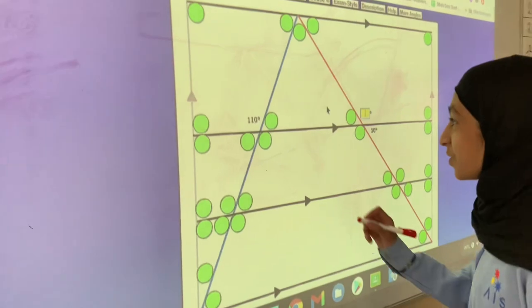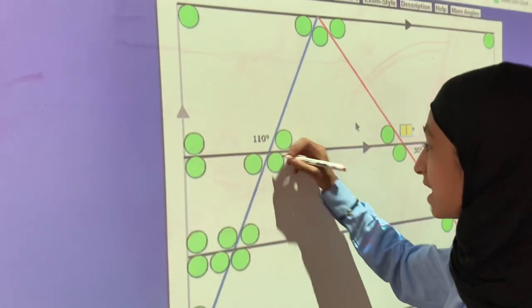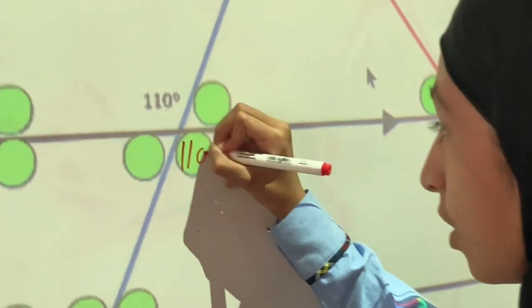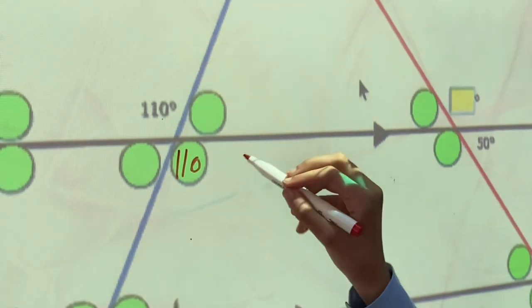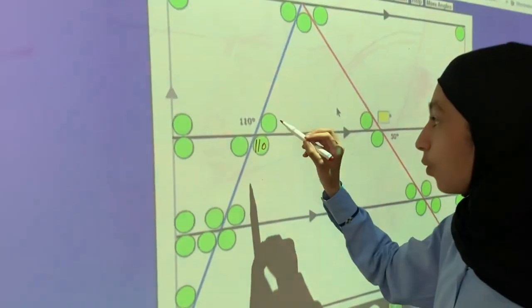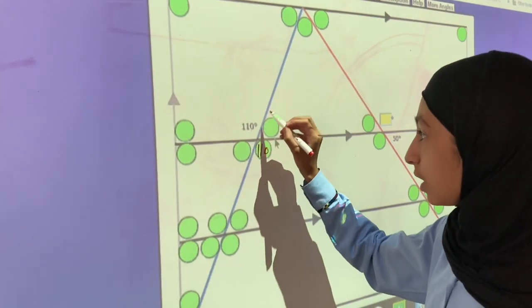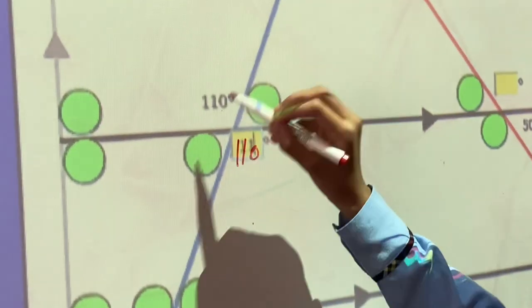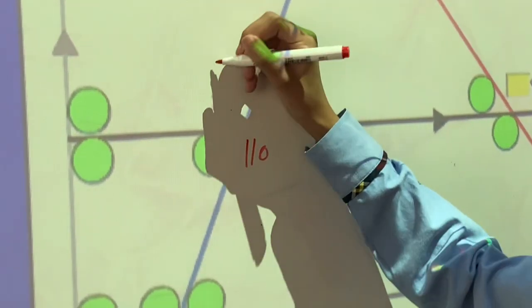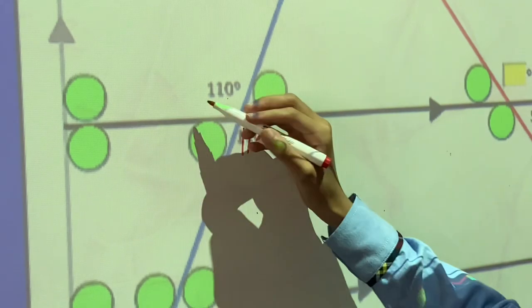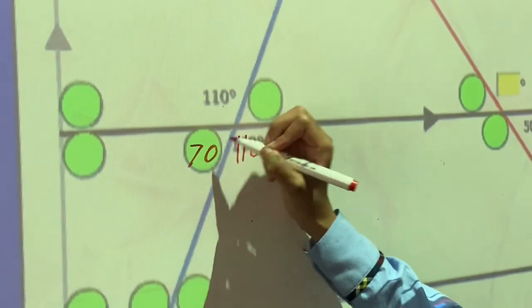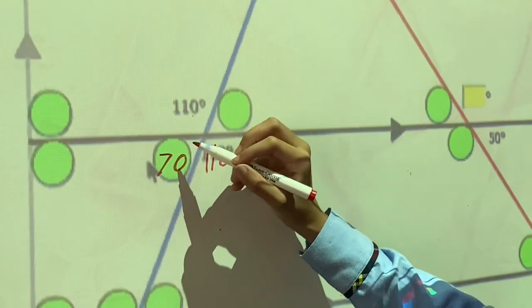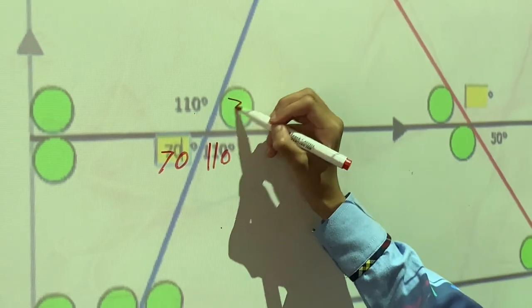Okay, so I know this is 110 because vertically opposite angles are equal. And then 180, I know a straight line adds up to 180. And then 180 minus 110 equals 70, so I would know this one's 70. And then vertically opposite angles are equal, so this is 70.